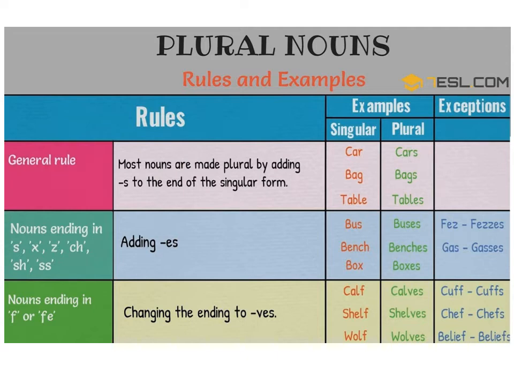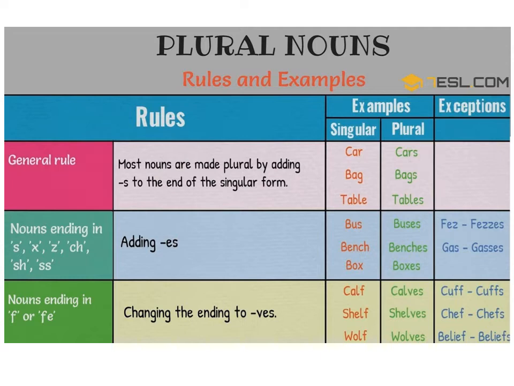Nouns ending in F or FE, we need to change the ending to VES. Okay? We need to remove the F and put VES. Examples are calf. The plural form of this is calves. The next one is shelf. And then we need to remove the F and then replace it with VES, and then it becomes shelves.